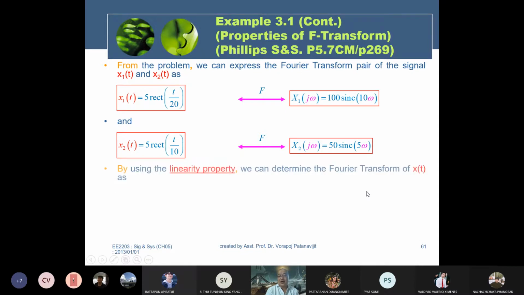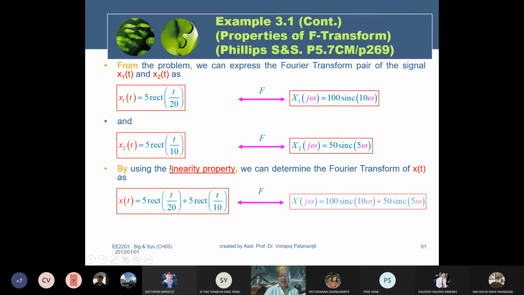By using the linearity property, we can determine the Fourier transform of x(t) by adding x1 and x2. Therefore, the Fourier transform equals the sum of them too.